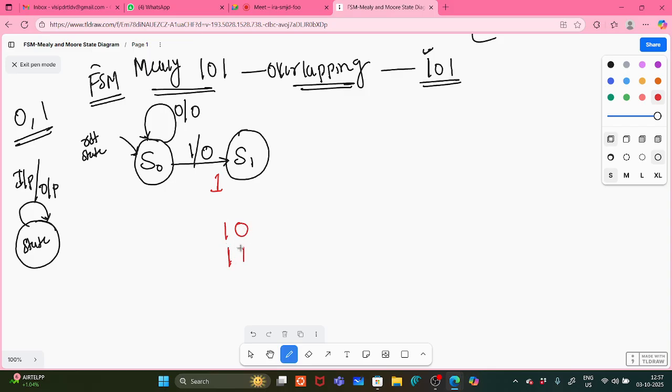If it is 1 0, where will it go? If it is 1 1, where will it go? If it is 1 0, I got 2 bits of the sequence. So if you get the sequence, it will simply go to the next state.